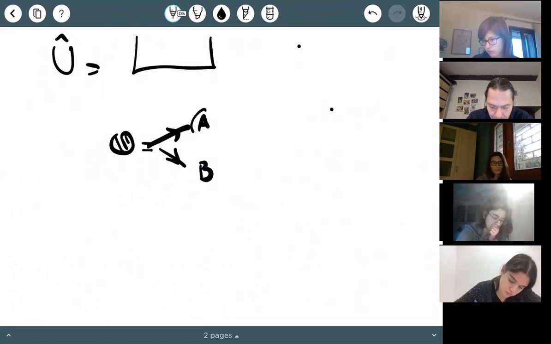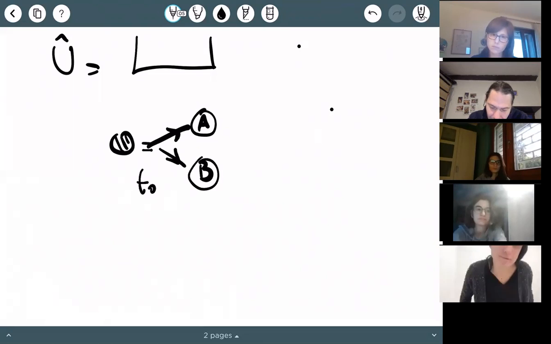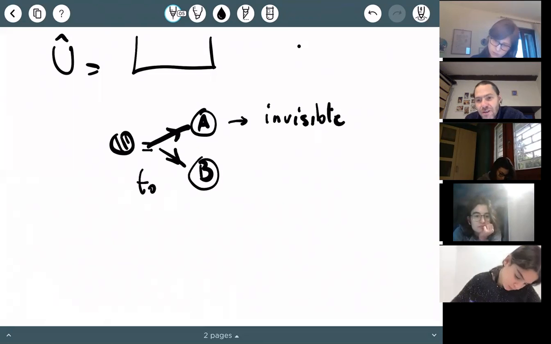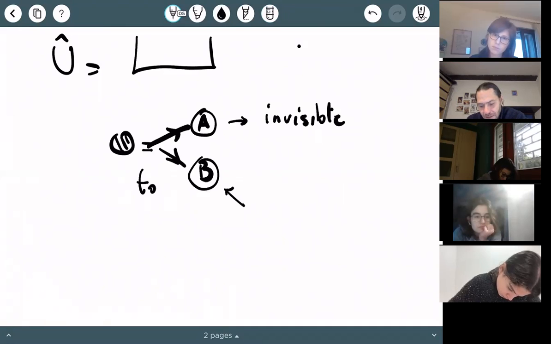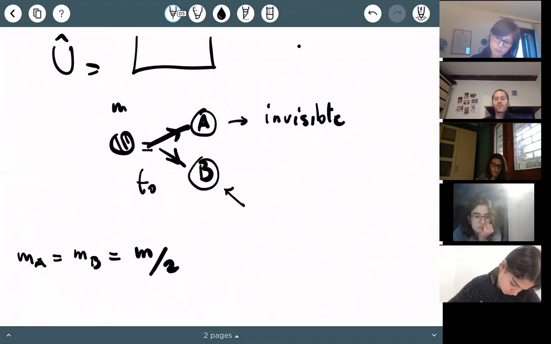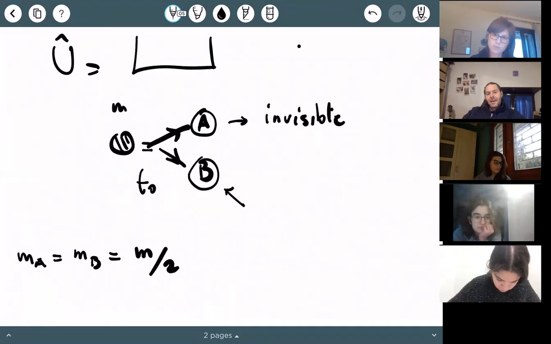Let's call it A and B at time t0. And let's suppose A is invisible, meaning that I cannot measure its position with whatever instrument I'm using. I can only measure this. And let's suppose that MA is equal to MB equal to M half. This is particle M. So in other words, particle A splits into two particles at time 0 of equal mass, and only one of these two particles can be measured. The other one, it's there, but I cannot see it with my instrument.